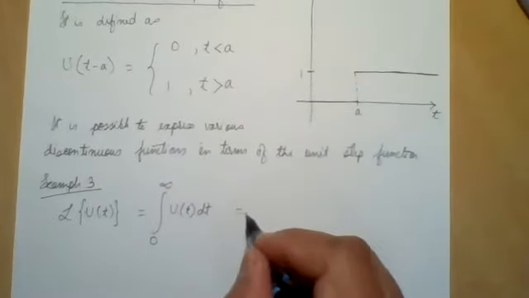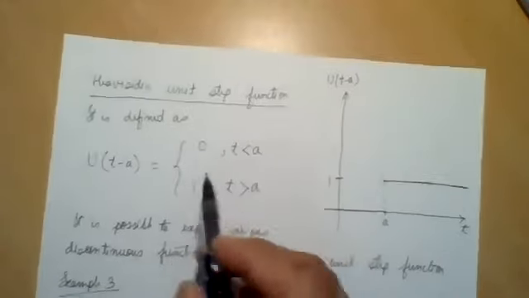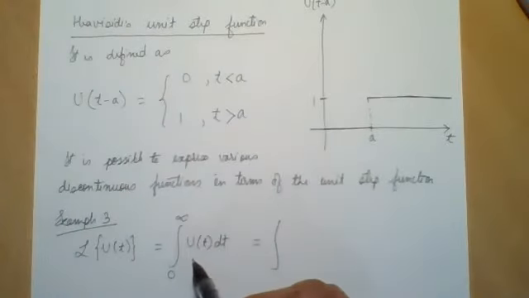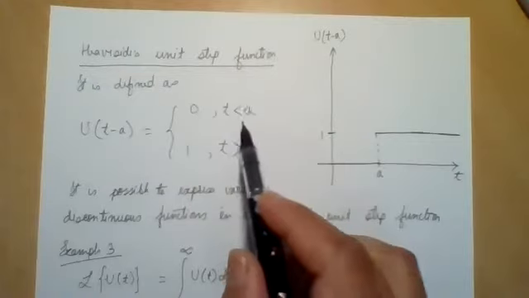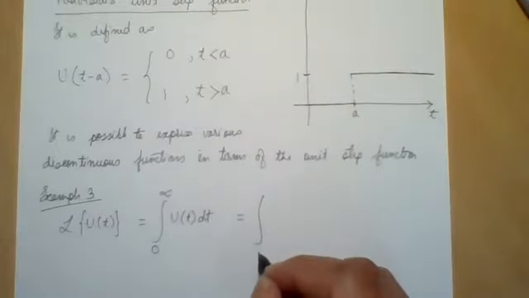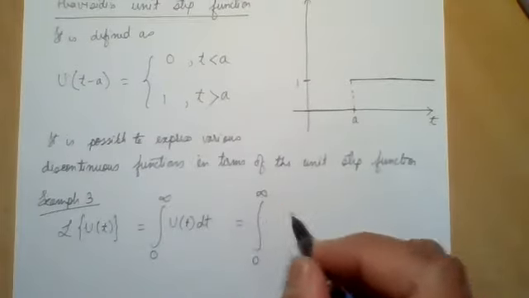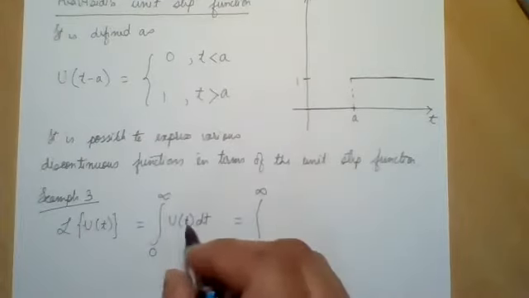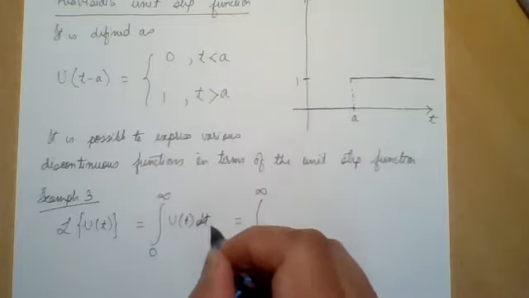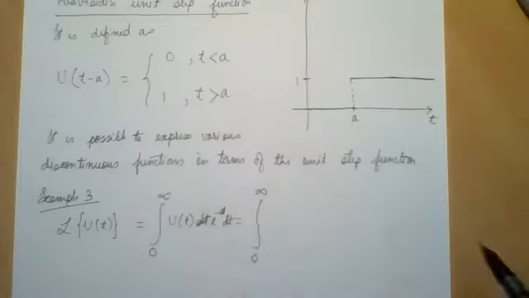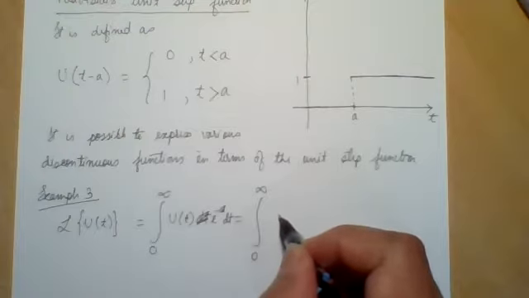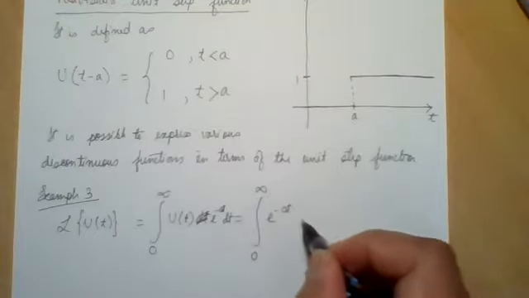And what is u(t)? u(t) is equal to 0 when t is less than a. And what is a here? Here in this particular example, a is 0. So for values of t less than 0, it is 0, and for values of t greater than 0, it is 1. So the limits are from 0 to infinity. Sorry, I forgot to mention the e to the power minus st term here. We should have e to the power minus st dt. So here it should be 1 times e to the power minus st, that is simply e to the power minus st dt.